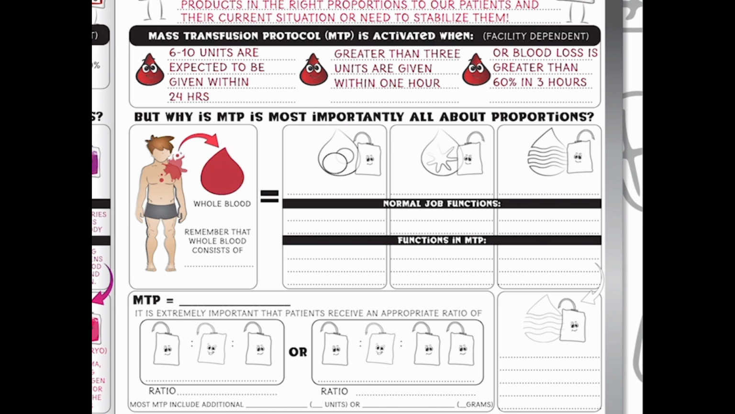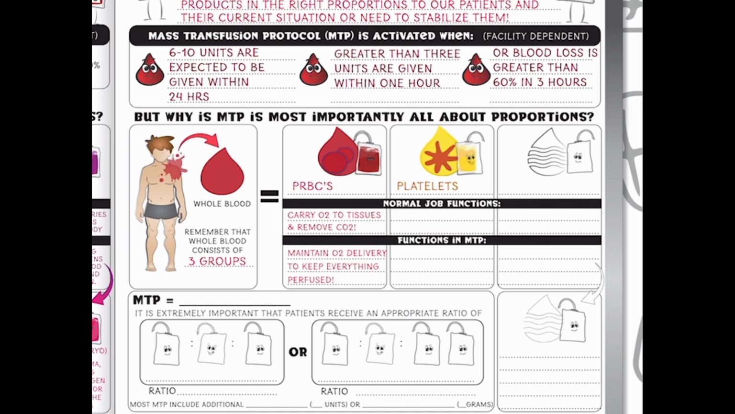We want to remember that whole blood consists of 3 groups. Our first group here is going to be the red stuff. This is our PRBCs. Our red blood cells carry oxygen to the tissues and remove our carbon dioxide, and we've learned all about this through our RekPlay series. They also maintain oxygen delivery to keep everything perfused. Whole blood is also made up of platelets, and our platelets help form clots to stop bleeding. These guys help manage or prevent more bleeding.